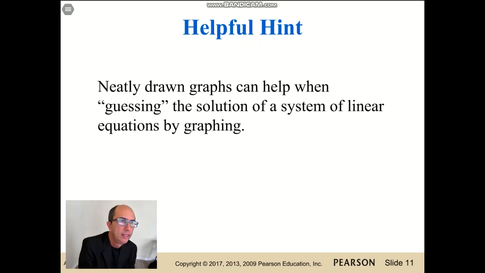Helpful hint: neatly drawn graphs can help when guessing the solution of a system of linear equations by graphing. This is interesting because sometimes it's difficult to find a solution. You try to calculate using different methods, and then if you graph very carefully, very neatly, you will be able to find a very good approximation sometimes, or even the exact solution.